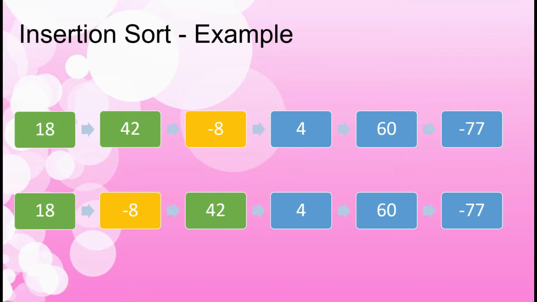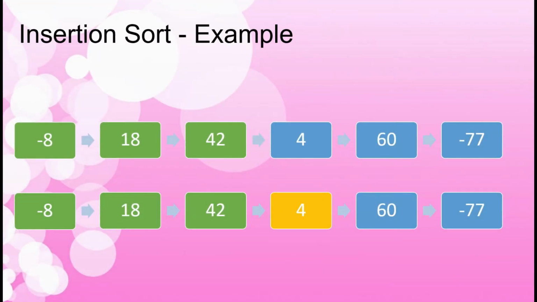Then we compare the third element. The third element is a minus 8. We compare the minus 8 with the 42. We see that the 42 is larger than the minus 8, so we swap them. Then at the next iteration we compare the minus 8 with the 18 and we see that the minus 8 is less than the 18, so we swap them. And now our sorted partition has the minus 8, the 18 and the 42.